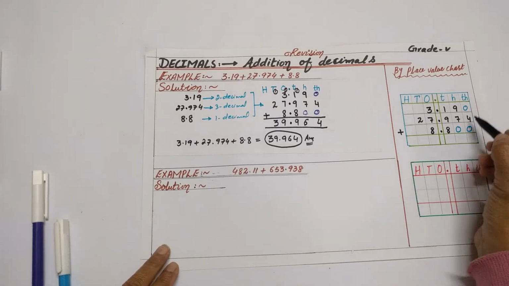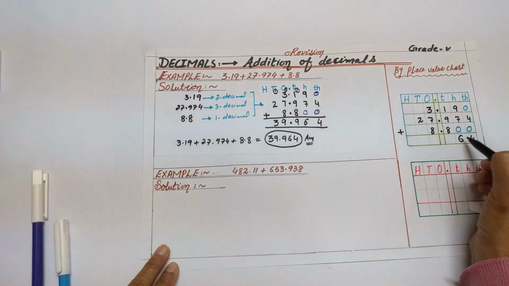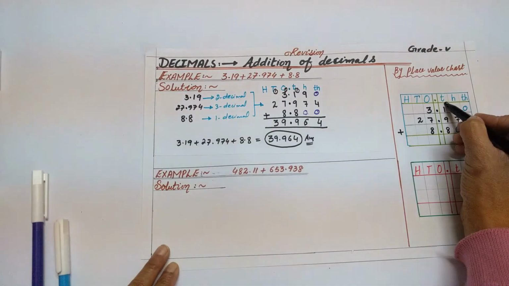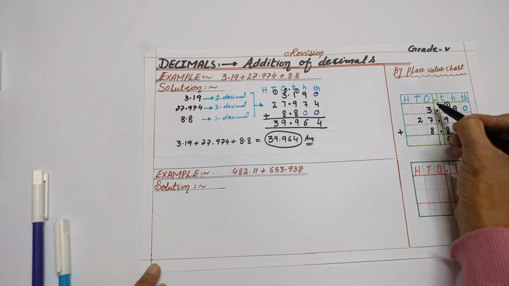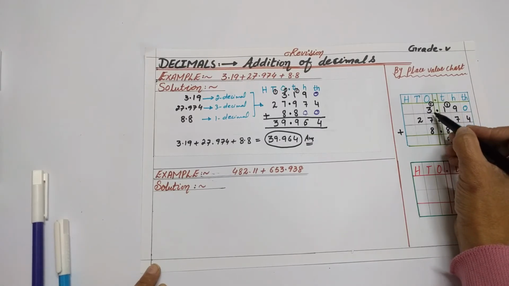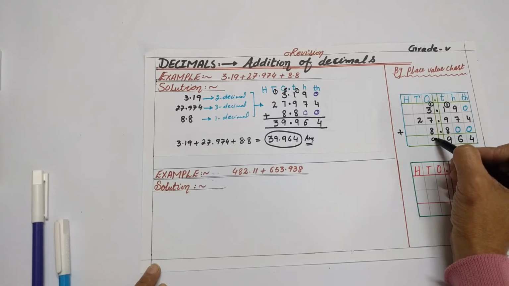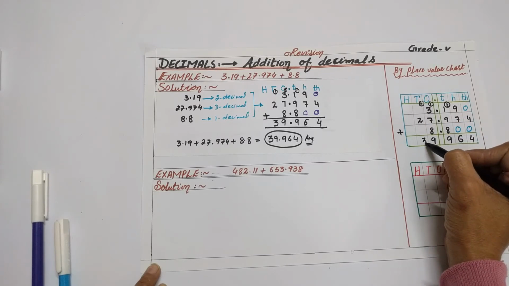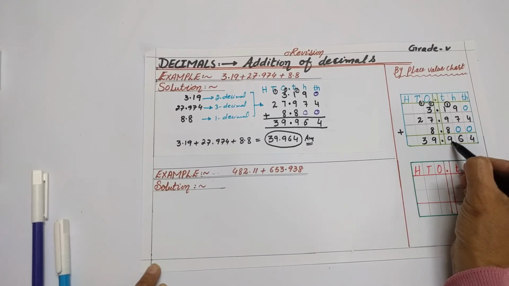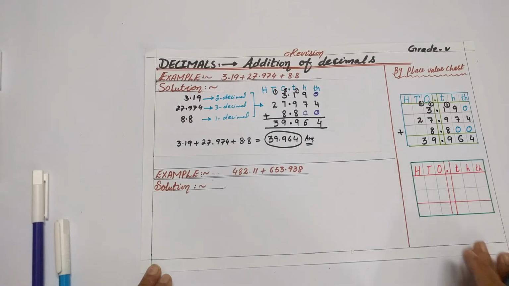So 4 plus 0 is 4. 9 plus 7 is 16. 1 is carry. 9 plus 1 is 10. 10 plus 8 is 18. 18 plus 1 is 19. 1 carry. 7 plus 3 is 10. 10 plus 8 is 18. 18 plus 1 is 19. Then 1 carry. 2 plus 1 is 3. So the answer is 39.964. Clear? Same with the second example.